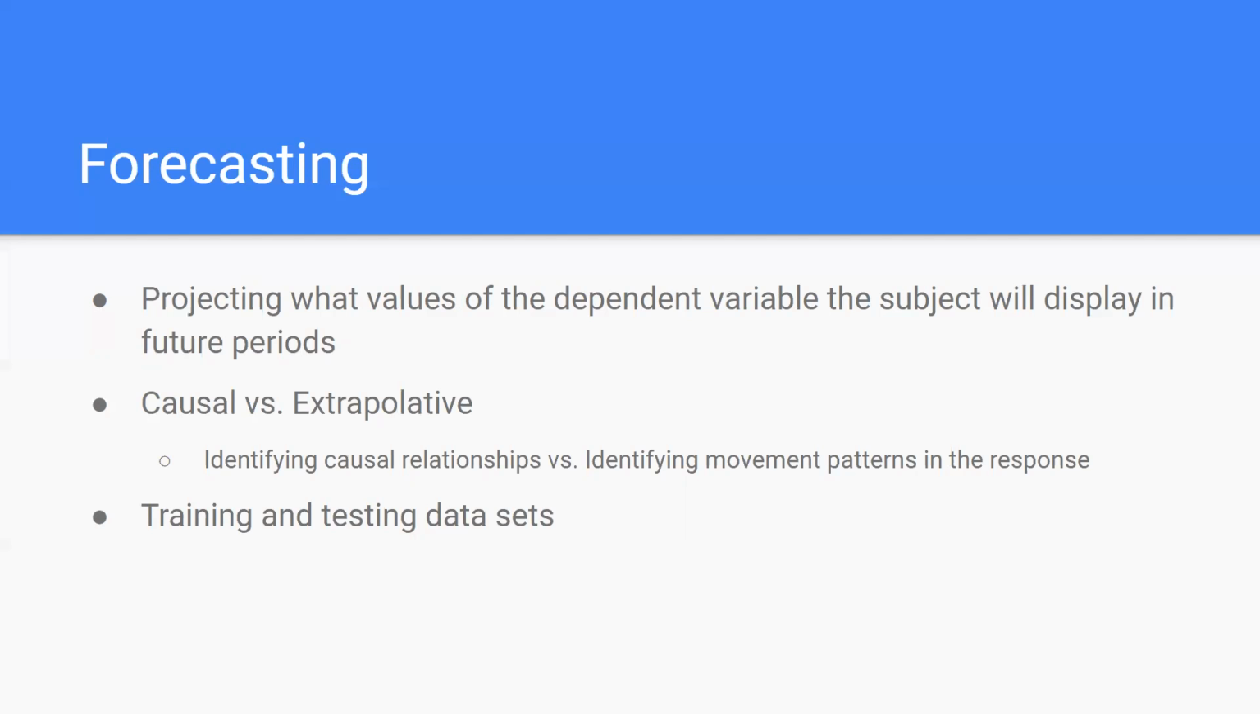One is to identify variables related to the dependent variable in a causal manner and develop a causal regression model using them. This is the causal method. The other is to identify movement patterns and past values of the response variable and extrapolate them into the future using an extrapolative regression model. This is the extrapolative method.